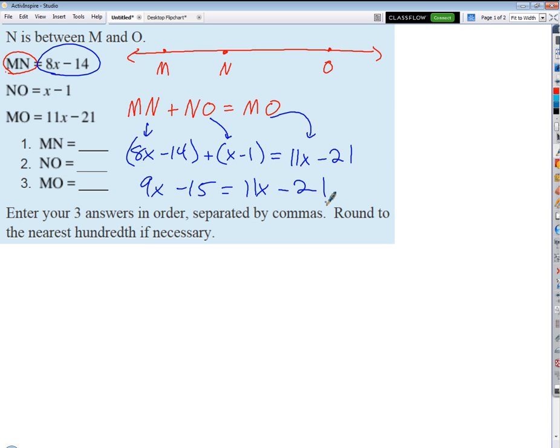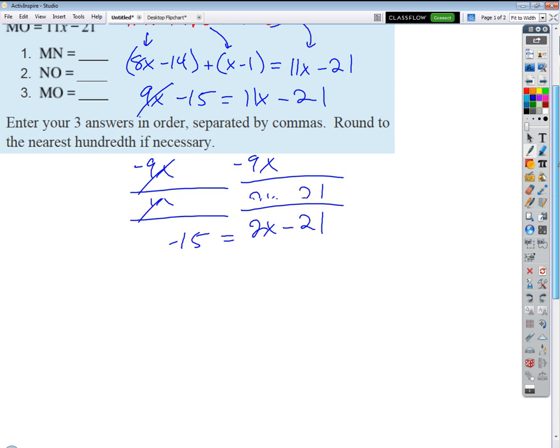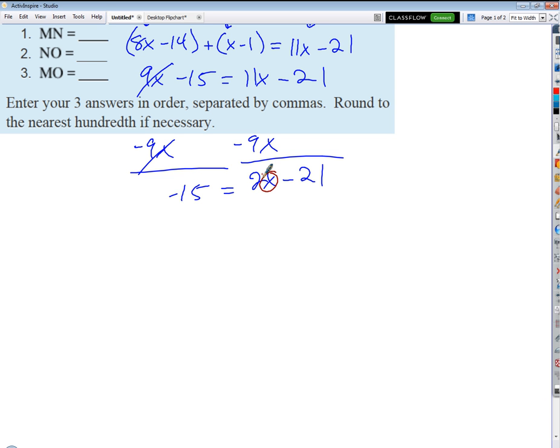So we'll subtract 9x from both sides, and those cancel, so I'm going to get negative 15 equals, what's 11x plus negative 9x? 2x, good. Minus 21. Next step, Maria, what do you think? Say it again. Okay, we could, but now I want you to think ahead here just a little bit. Our goal is to solve for x, right?